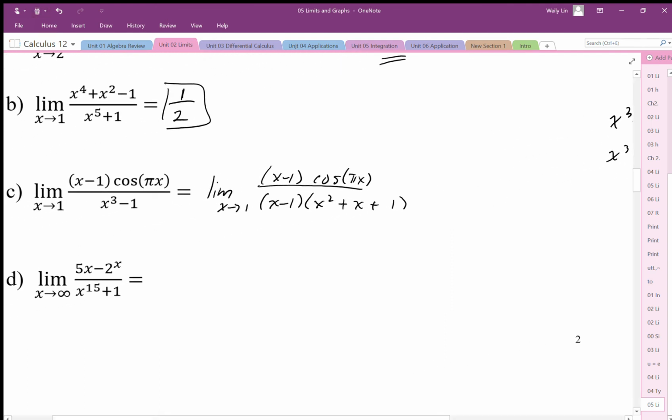Okay, and I can see that they now cancel out. So now when I plug in, I get 1 pi over 1 plus 1 plus 1. Oh, I can work that out. Okay, so then I can actually evaluate my limit now. This actually works out to be cosine of pi over 1 squared plus 1 plus 1. Okay, so that's going to be negative 1 over 3. There's our limit.